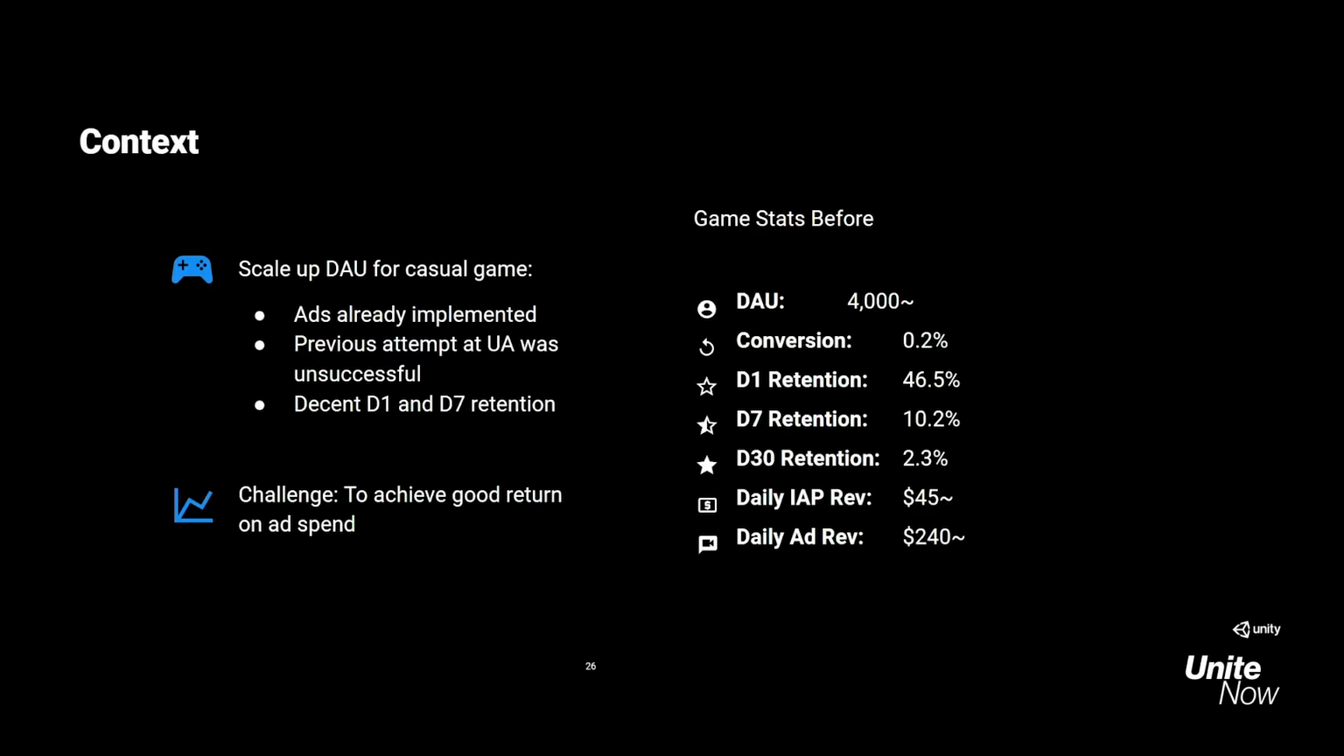So to set a little bit of context, a casual game wanted to increase their daily active user count, and they already had ads implemented. They had tried acquiring users before, but that didn't get much traction. Their user acquisition costs outweighed the revenue that they were getting back from each one of their users over the course of that user's lifetime. Their day 1 and day 7 retention numbers were actually quite good, but there were certainly some optimizations that could be done. So we worked with them on a bunch of improvements, but we want to highlight 3 of them. And you can see the game stats before we started working with them here.